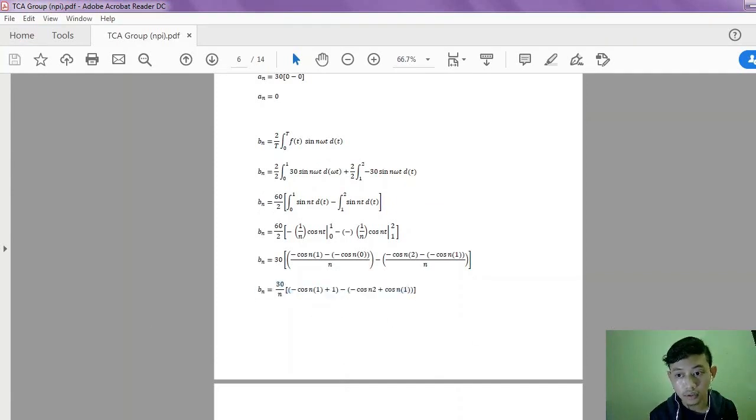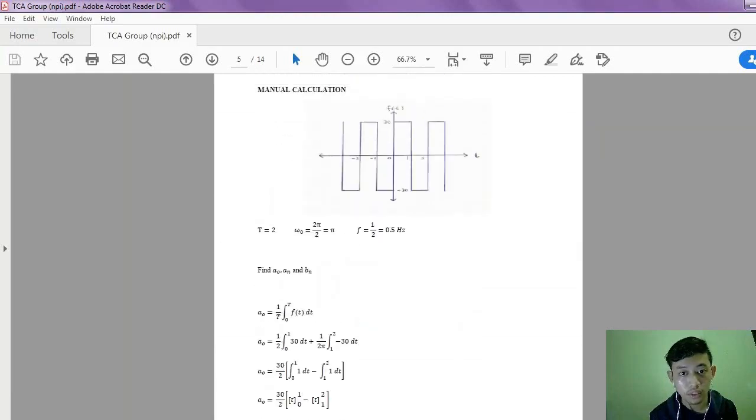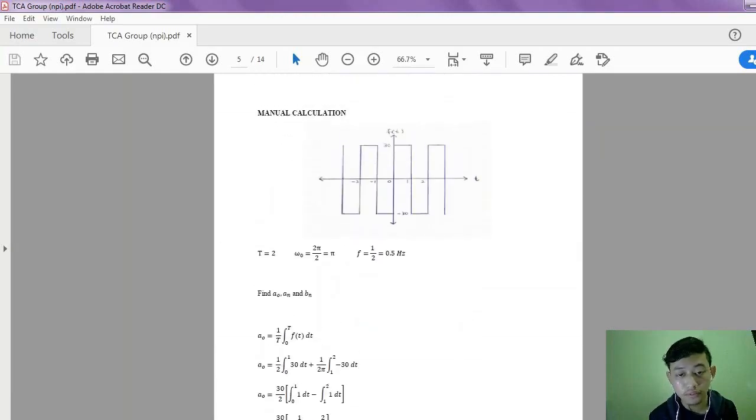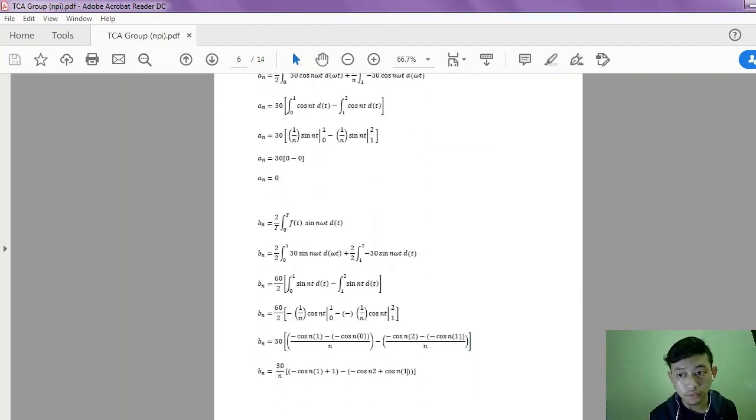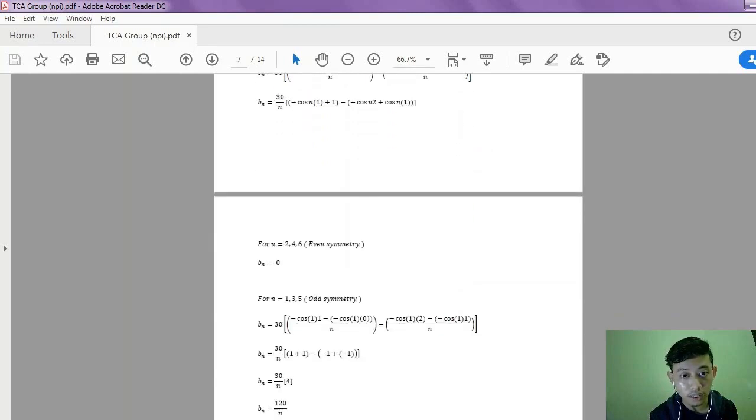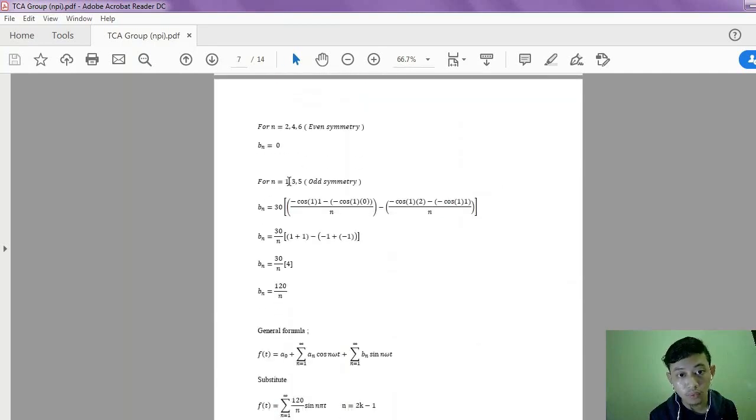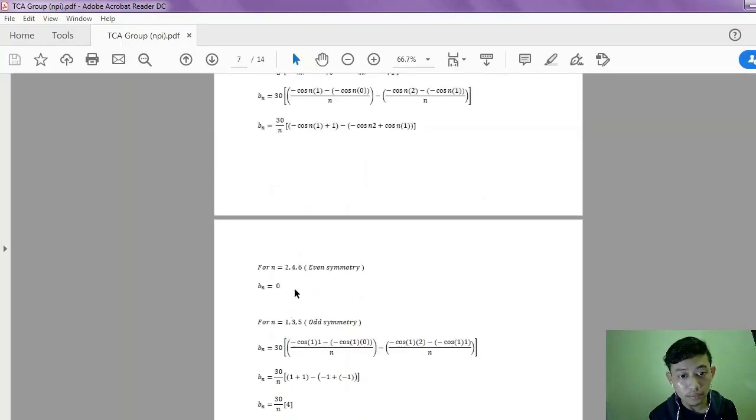you need to look at your graph. In this case, our graph is a square wave and it has odd symmetry. If we are using odd symmetry, then n is going to be 1, 3, and 5. I have stated it here. If we try n equal to 2, 4, and 6, we will get BN equal to 0, and we have to try that.